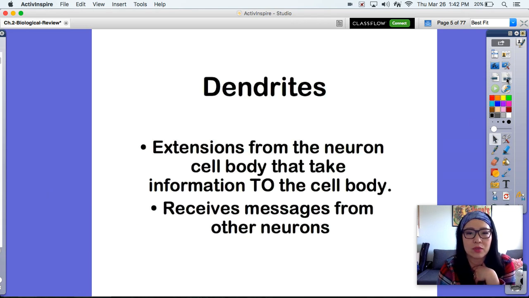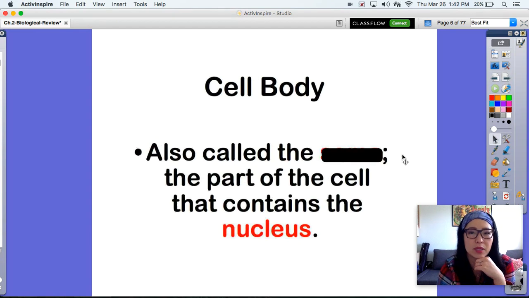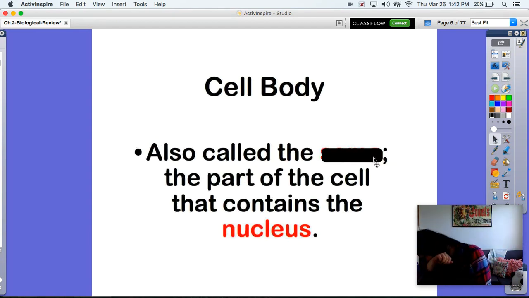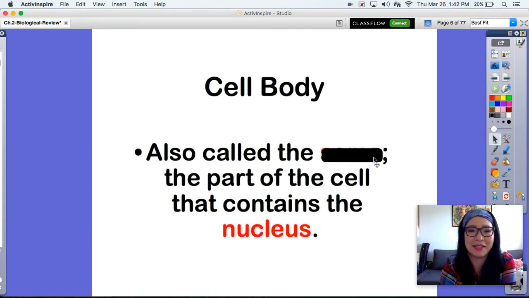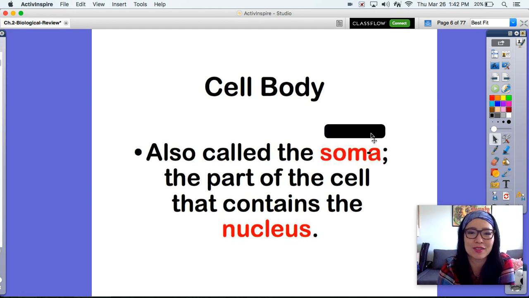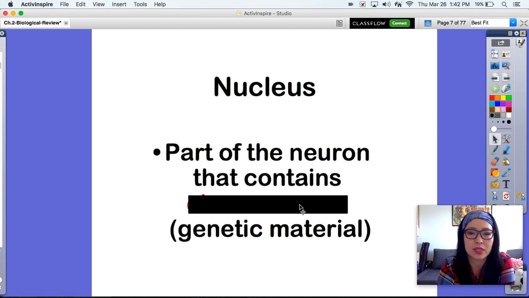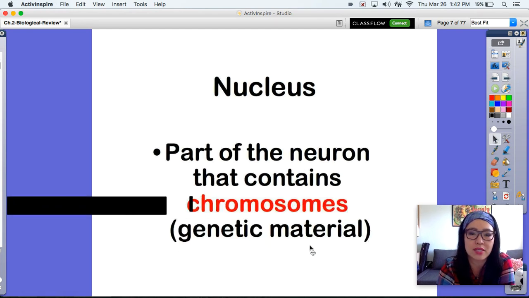Okay, again, review: dendrites are going to gather information from other neurons. It takes information to the cell body. The cell body is also going to be called the soma. It also contains the nucleus. So the nucleus is going to contain the chromosomes, which have the genetic materials.